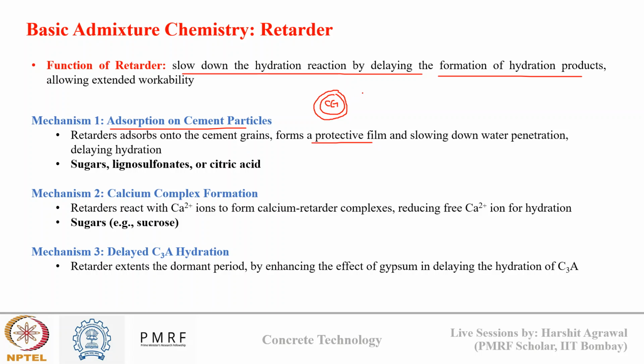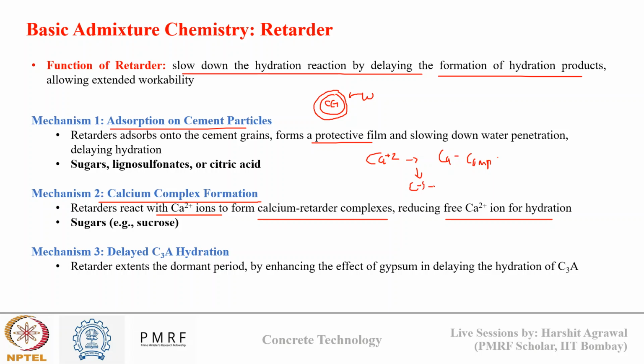Now when this film is formed, the water that is available inside concrete won't be able to react with the cement grain. Okay, so more water is there now for workability rather than for reaction. So it will delay the hydration reaction. Okay, then they can form calcium complexes. So retarders react with calcium ions to form complexes, which reduces the Ca2+ content available for hydration. So they will react with calcium ions and form a complex. And once my calcium ions are blocked, it will block the hydration reaction.